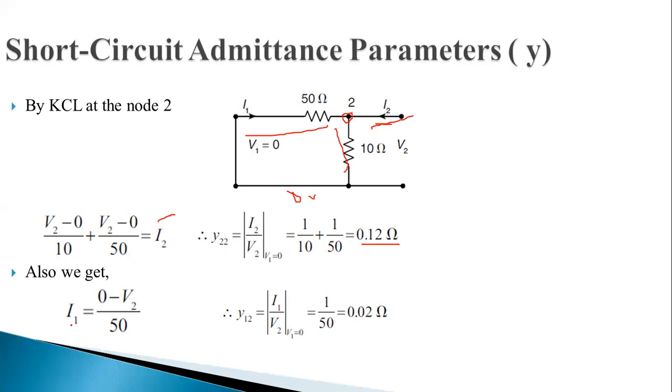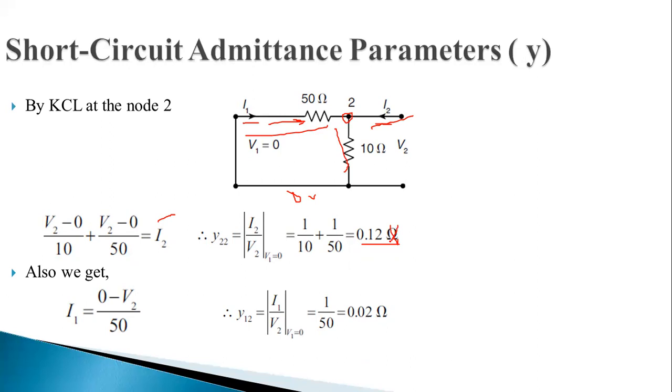Similarly, I will get I1 by solving this equation for I1 equal to 0 minus... Whenever I need to find the equation for I1, the current is towards the node V2. So when the current is towards V2, I can say 0 minus V2 upon the resistance, that is 50. So I will get Y12 equal to I1 by V2 equal to 1 by 50, 0.02. Again, there is one mistake over here: the symbol is not actually ohm.